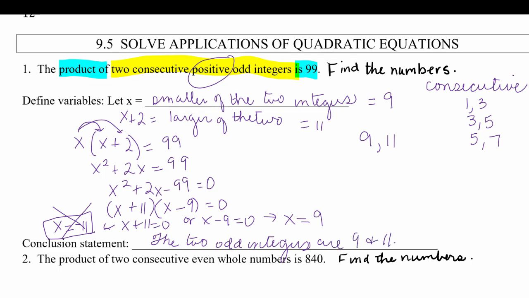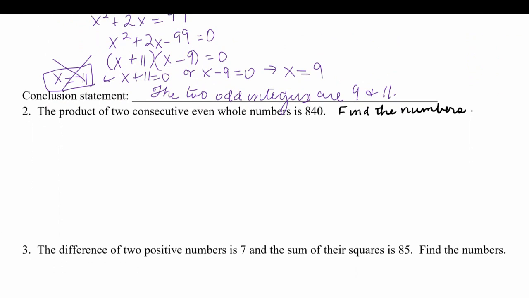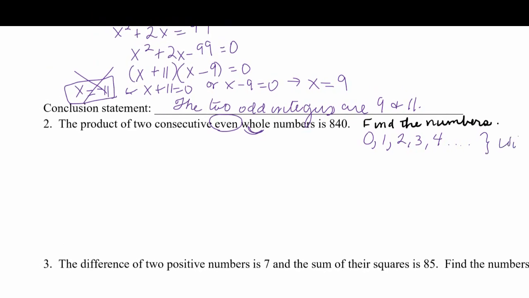Okay, let's look at the next one. Very similar. We have the product of two consecutive, but they're even. And then it says whole numbers. And just a reminder to you that the whole numbers are the numbers that start with 0 and they go up: 0, 1, 2, 3, 4. These are called the whole numbers. Okay? This set of numbers. So that means that just like the last problem, our two integers will be positive, right? So we're going to let x, once again, represent our smaller integer.